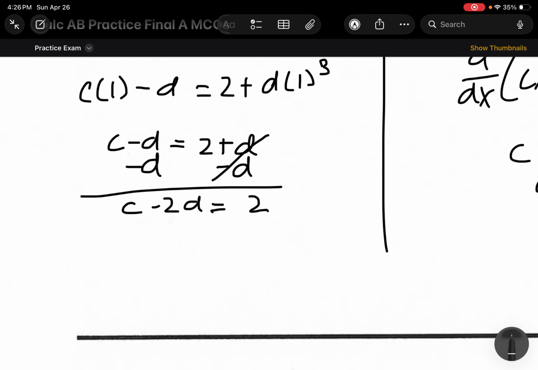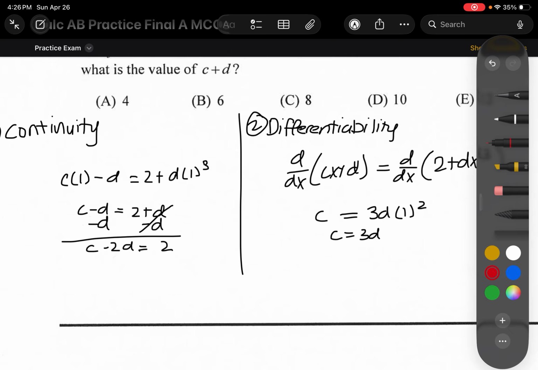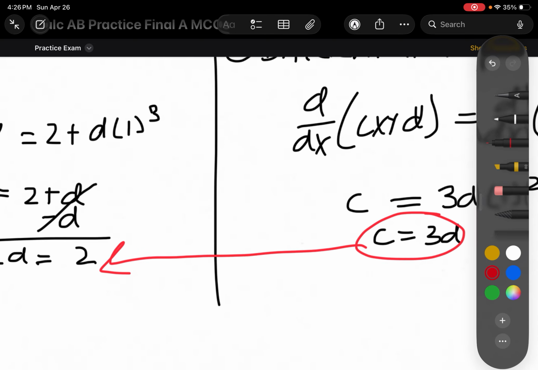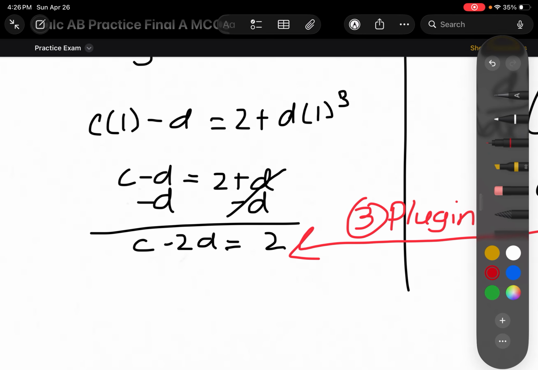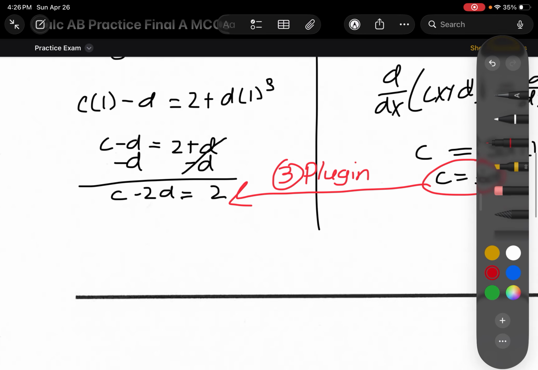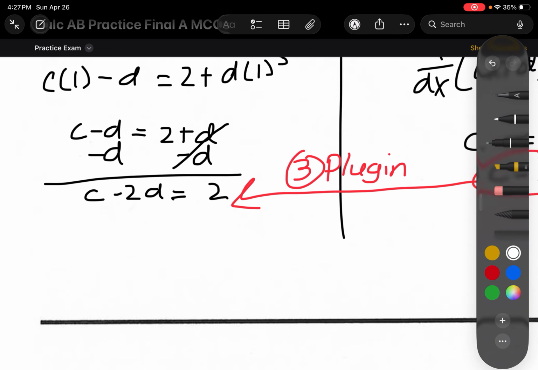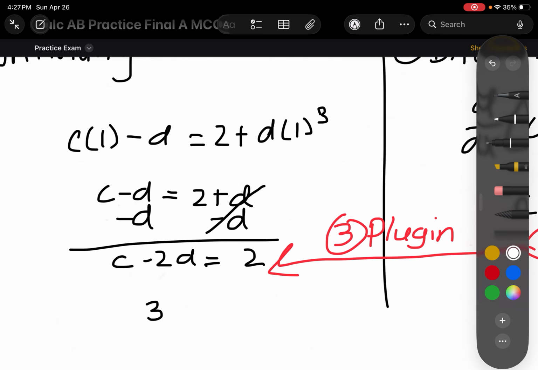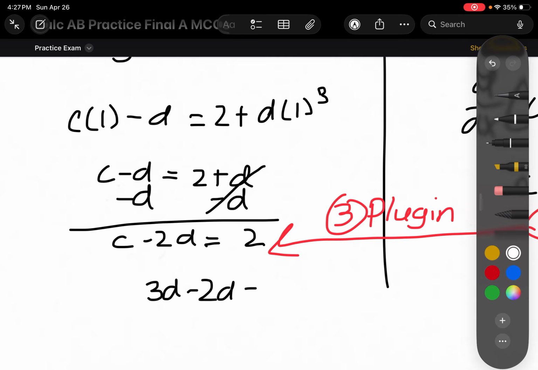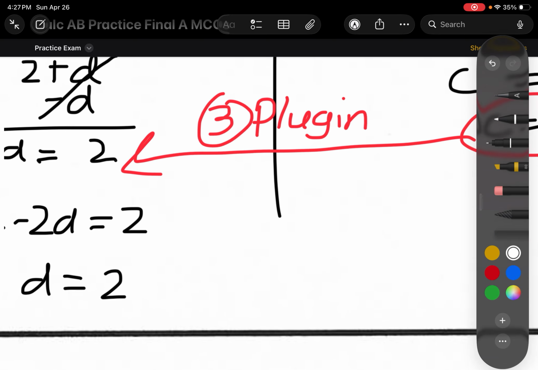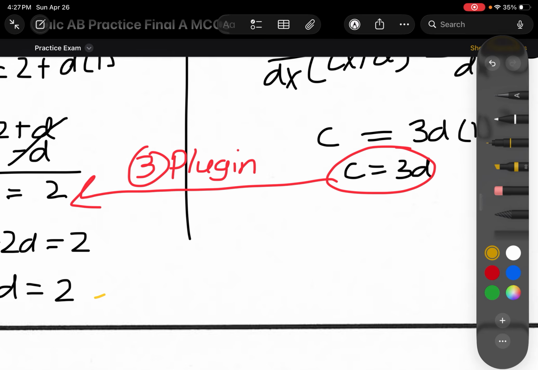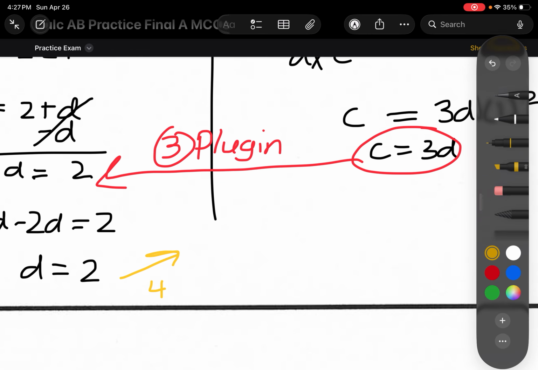Now we're going to plug that in to this. So our third step is to plug in. We're going to plug in 3d into that c on the left. So it's going to be 3d minus 2d is equal to 2, which means our d is equal to 2. Now we're going to solve for c, and c equals 3d. So that's our fourth step.